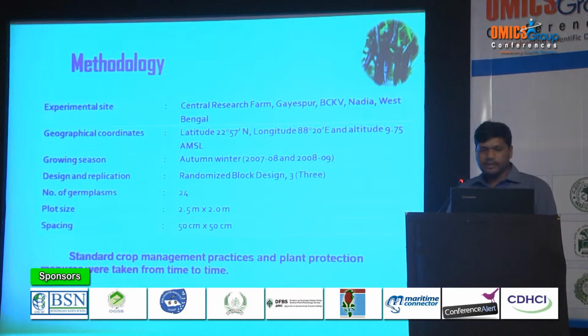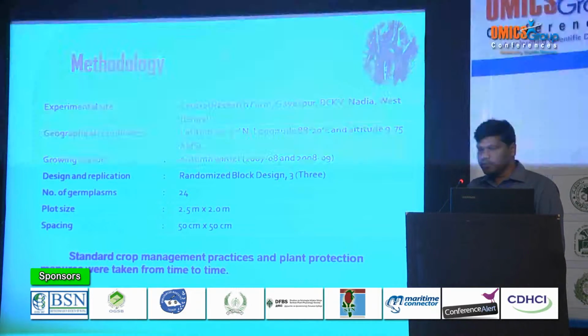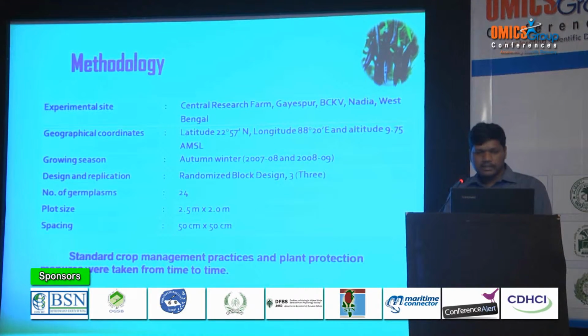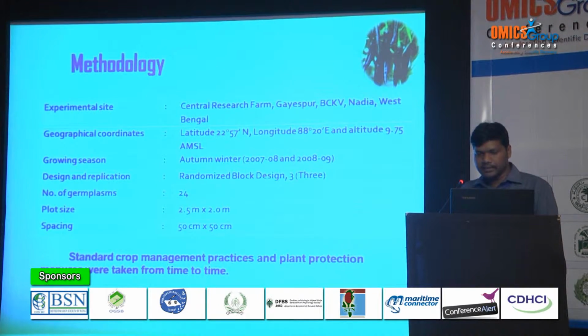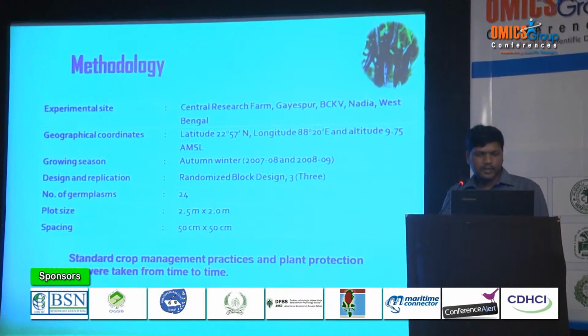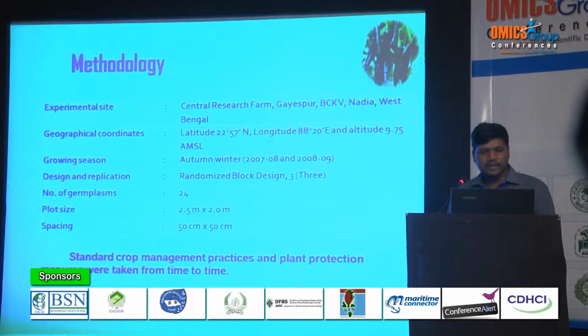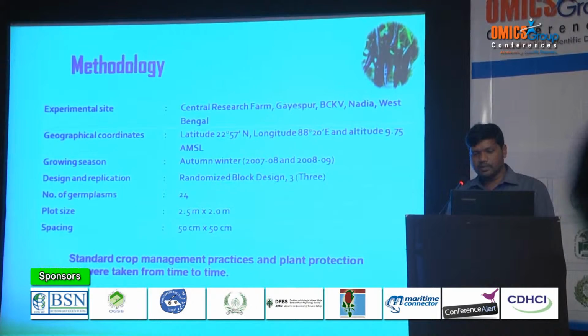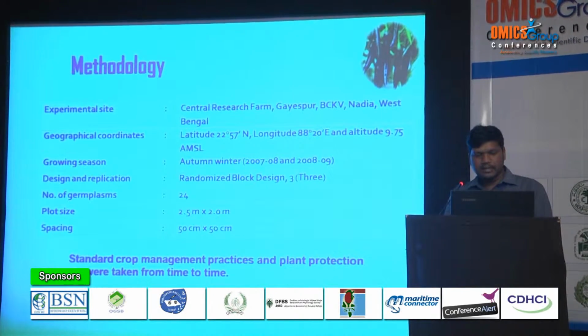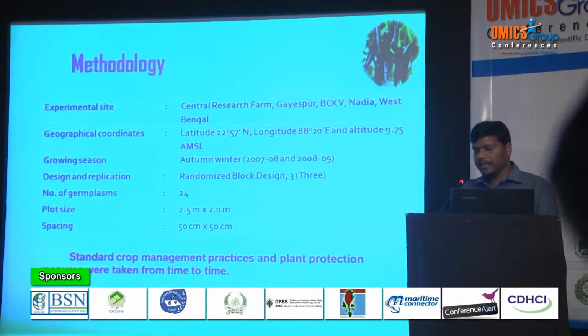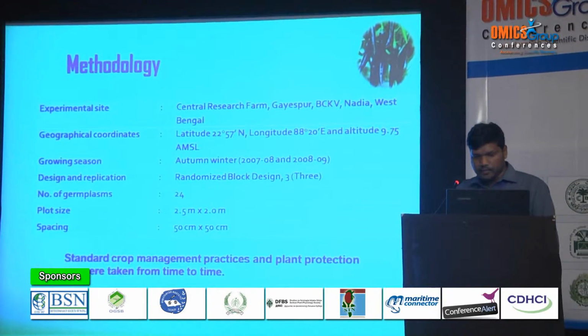Methodology. The experimental center was the research farm, Kalyani, Bidhan Chandra Krishi Viswavidyalaya, West Bengal. Growing season: autumn-winter 2007-8 and 2008-9. Design and replication: randomized block design with 3 replications. Number of germplasm: 24. Plot size: 2.5 meters by 2 meters, spacing 50 centimeters by 50 centimeters. Standard crop management practices and plant protection measures were taken from time to time.